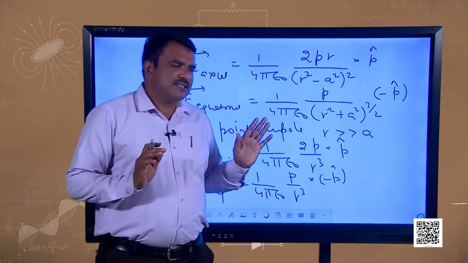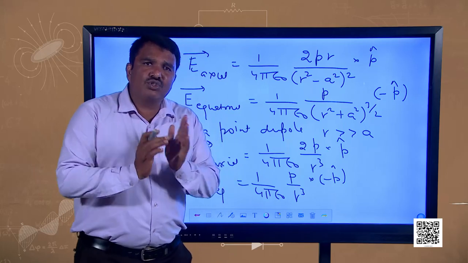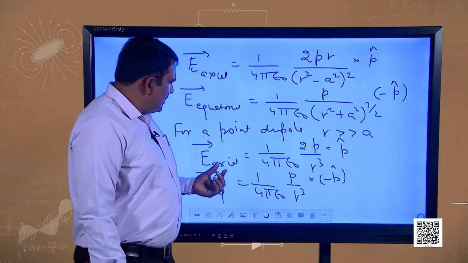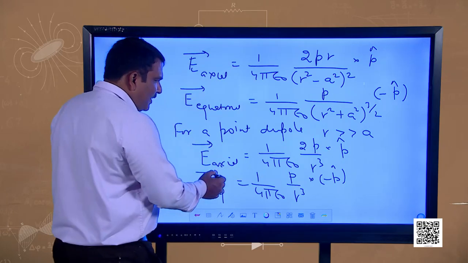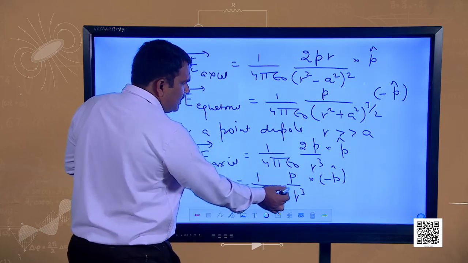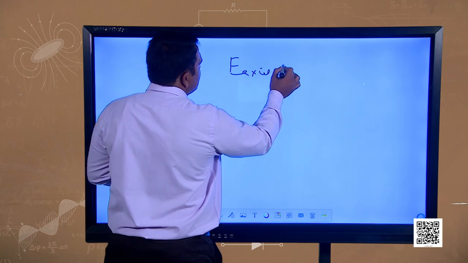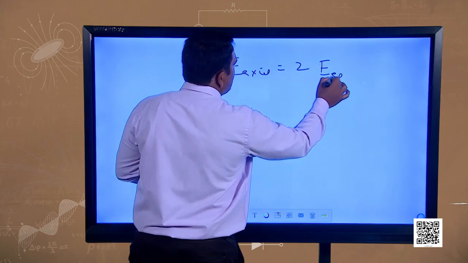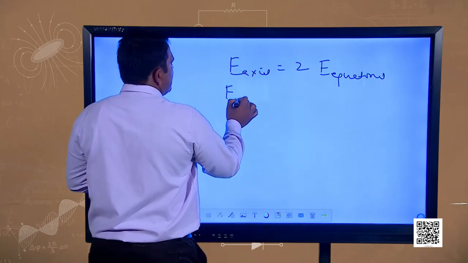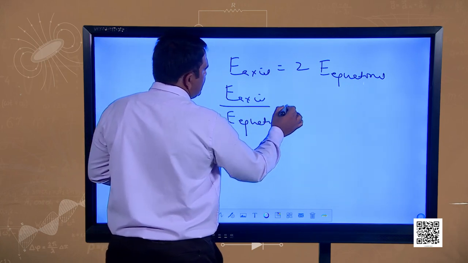If we leave the direction of electric field and just want to compare the magnitudes of electric field on axial line and equatorial plane, we can easily observe that the electric field on axial line is just twice the electric field on equatorial line. E axial is just double of E equatorial. That is, E axial divided by E equatorial is equal to 2 by 1.